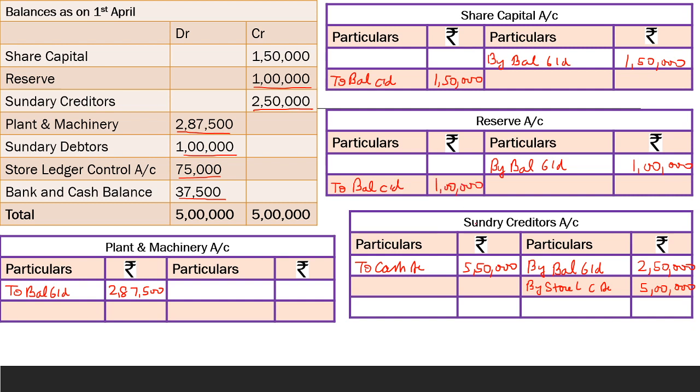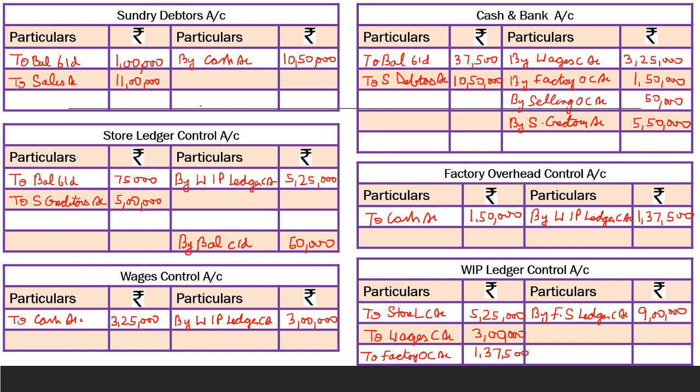Now in sundry creditors, on the credit side the total amount is 7,50,000 and on the debit side we pay 5,50,000. So our closing balance here is by balance carried down, and in sundry creditors the balance is 2 lakh rupees. There is no transaction in the plant and machinery account, so by balance carried down 287,500.